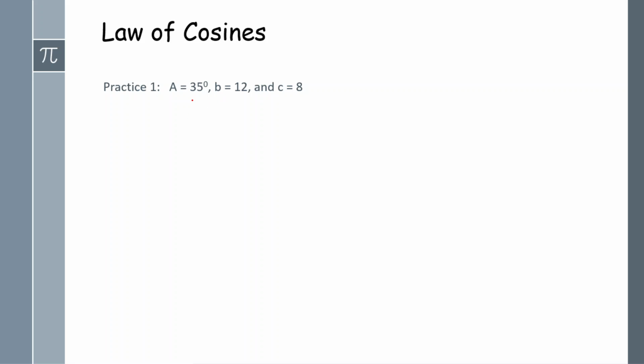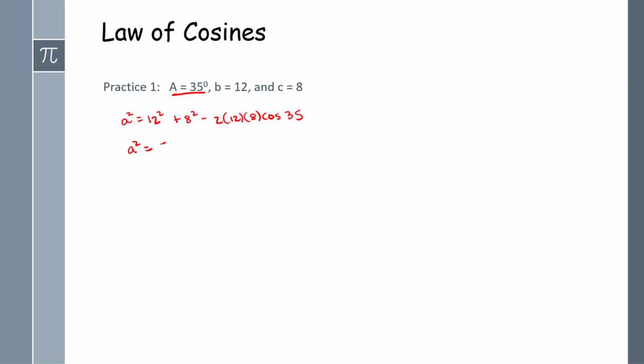All right, so hopefully you were able to do this practice problem. I'm going to set it up. So I know angle A, so I'm going to start with A squared and use B squared and C squared times the cosine of 35. Now the nice thing in this case is everything on the right is known. So I can do 12 squared plus 8 squared minus 2 times 12 times 8 times the cosine of 35. I can do that all at once in my calculator.